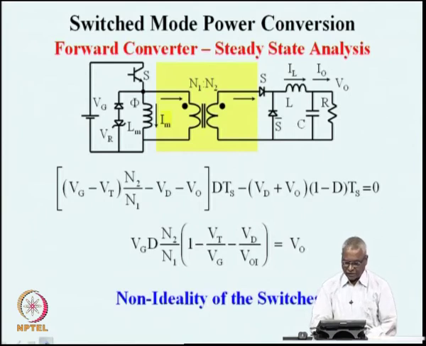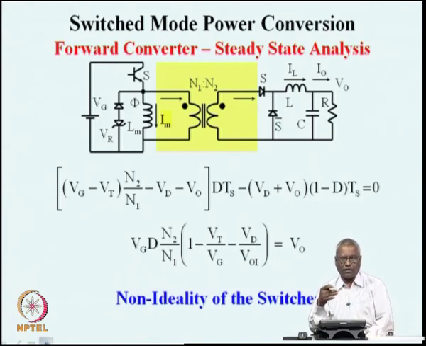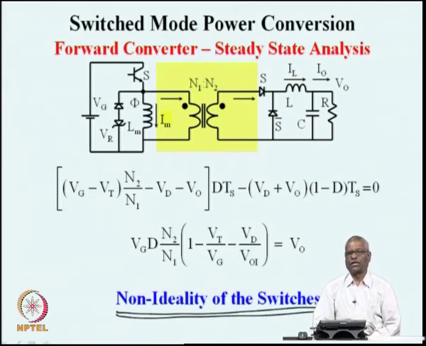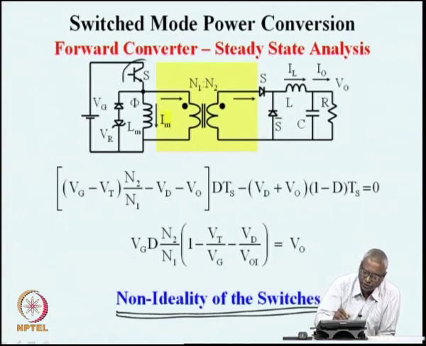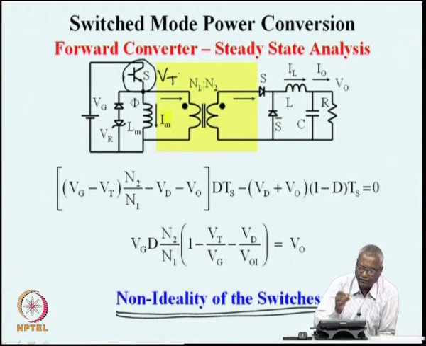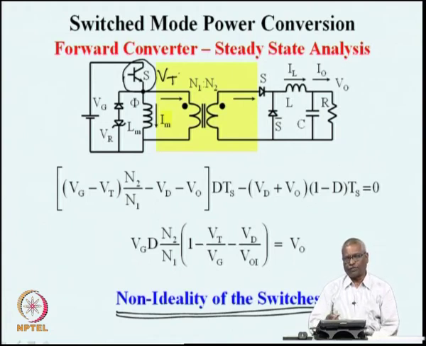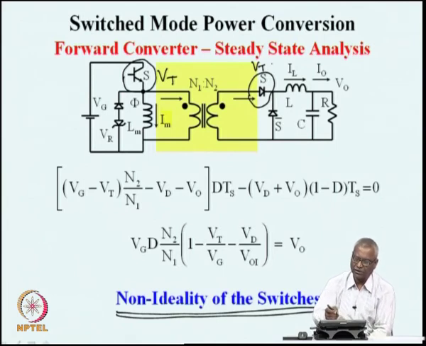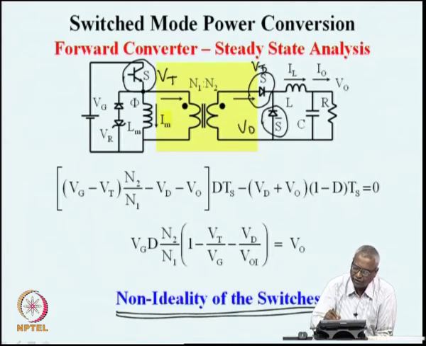Now, just as we have been doing in all the other converters, it is only a matter of keeping account of the various voltage drops if we wish to know the non-ideality of the switches. The switches have a voltage drop. For example, this switch will drop a voltage of Vt whenever it is on. Whenever it is off, no current is flowing through that, and this switch, whenever it is on, drops a voltage of Vd in one direction, and this switch drops a voltage of Vd in the other direction during the off time.